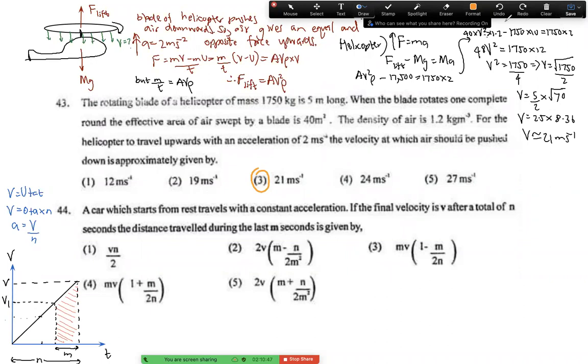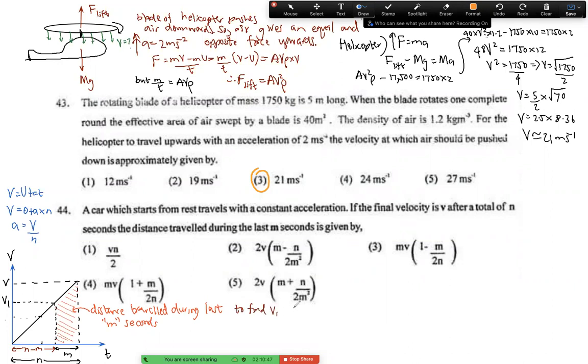So this area will give us the distance traveled during the last m seconds. What is the time taken up to this point? What is this time? This is going to be n minus m seconds, correct? N minus m seconds.